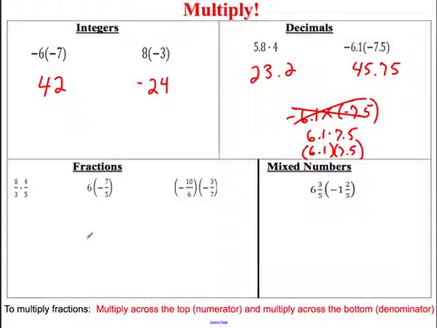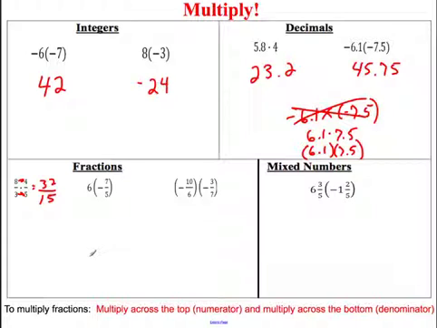This is the one I want you to know by hand without a calculator. I wrote the rule down here, so fill it in on your notes. To multiply fractions, what do you got to do? You multiply across the top and you multiply across the bottom. The top's the numerator, the bottom's the denominator. So I multiply straight across the top: 8 times 4 is 32. Then across the bottom, 3 times 5 is 15. Done and done.